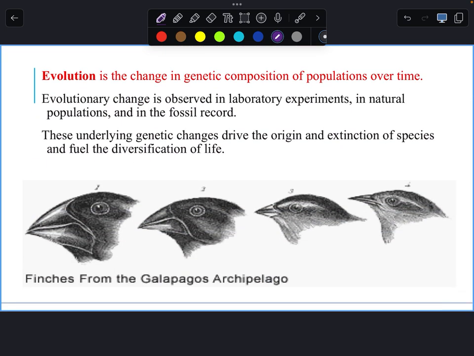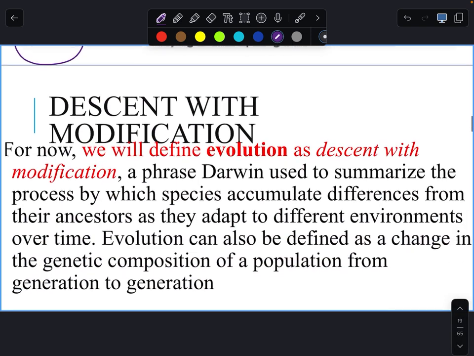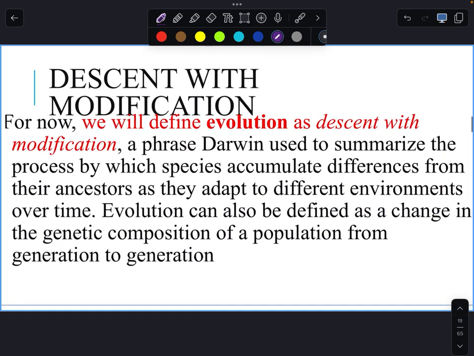Evolution is a change in genetic composition of populations over time. It's observed. Here's the finches from the Galapagos that Darwin talked about. And so for now, we will define evolution as descent with modification. So we're talking about descendants, right? Our children and grandchildren. And so they accumulated differences from their ancestors, and eventually it led to a change. And again, all about genetic composition, right? That's what we're talking about, genetic composition.